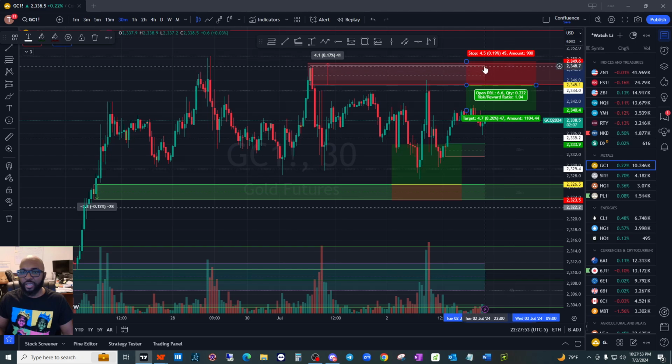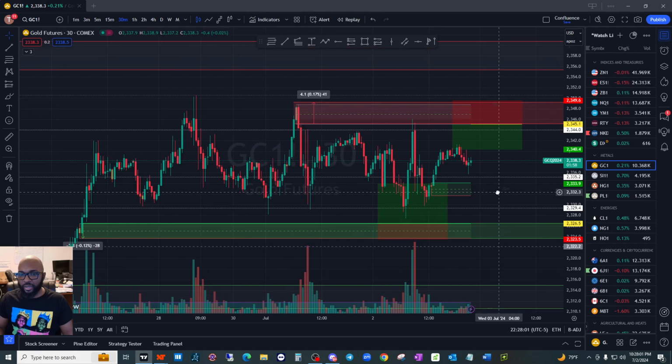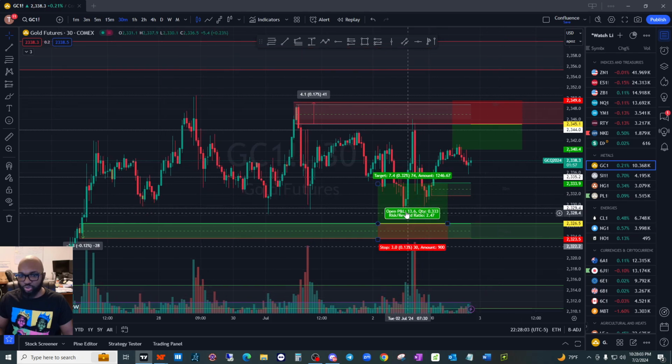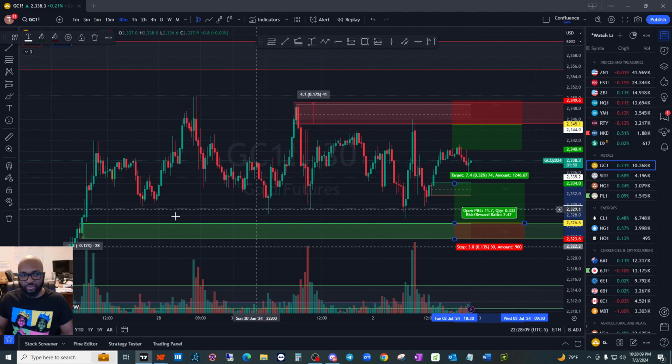Also, if that doesn't work out, I'd be looking for the breakout. So waiting for it to break out and run above to this higher zone, which we'll talk about when we get there. The demand zone, no demand zone hit last night. So that's still in play for this week or tomorrow, however long it wants to last.